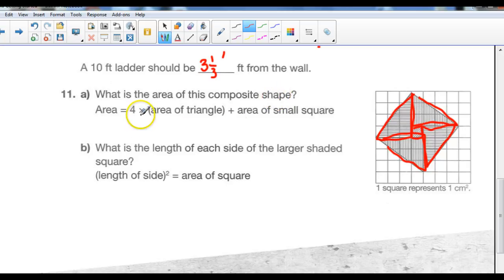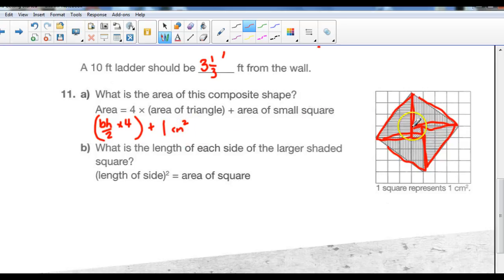It says the area is 4 times the area of one triangle. So there's 4 triangles, so we have to find the area of a triangle, and the area of one triangle is just the base times the height divided by 2, times that by 4 because there's 4 of them, plus the area of the small square. Now it says that each square is 1 centimeter squared, so it's 1 by 1. Okay, and that means that this square here is just 1 times 1, which is 1. So we're just going to add 1 centimeter squared.